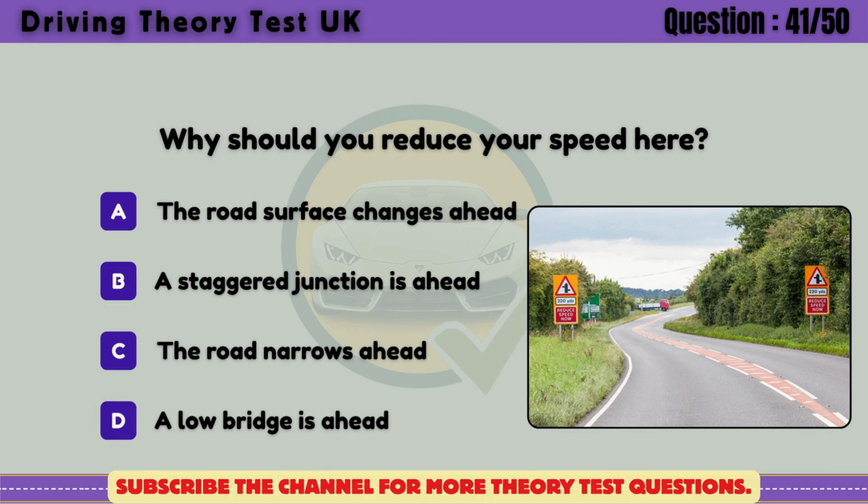Question 41. Why should you reduce your speed here? Option A. The road surface changes ahead. B. A staggered junction is ahead. C. The road narrows ahead. D. A low bridge is ahead.